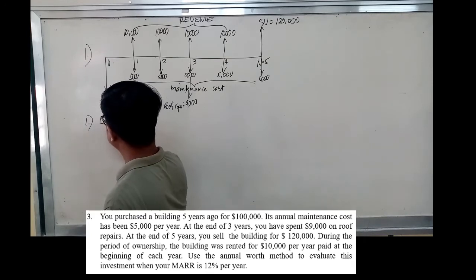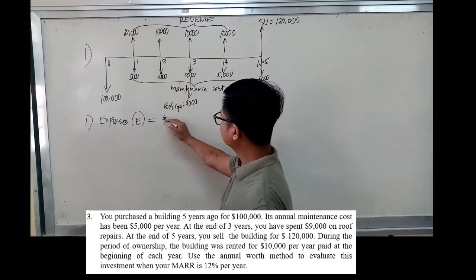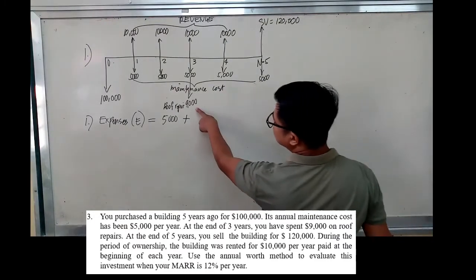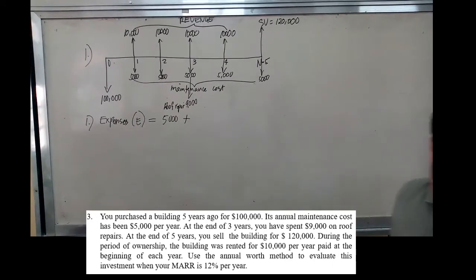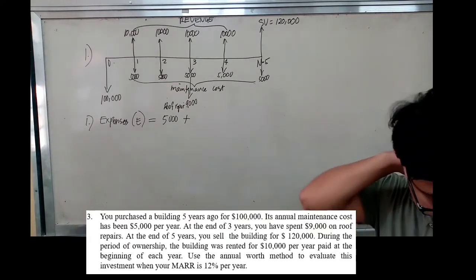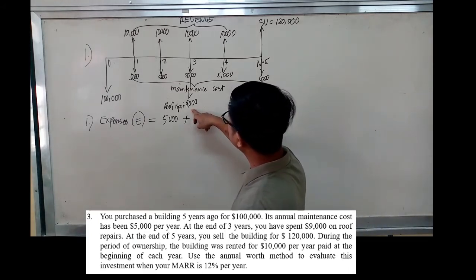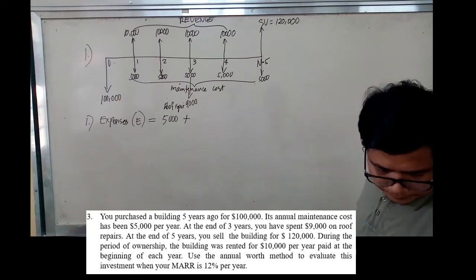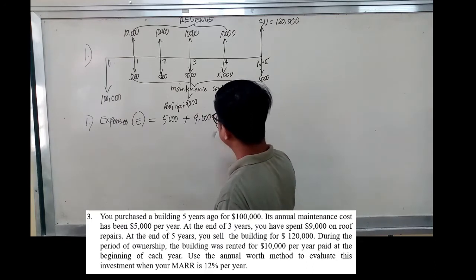So expenses E is equal to 5,000, naka-annual na siya, hindi problema, plus, so ito nasa future work. Okay? So convert natin siya at present work. So naka-present work siya at the year 3, 9,000.